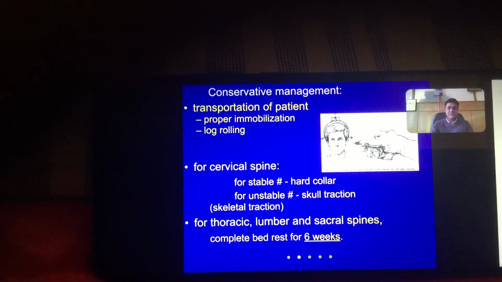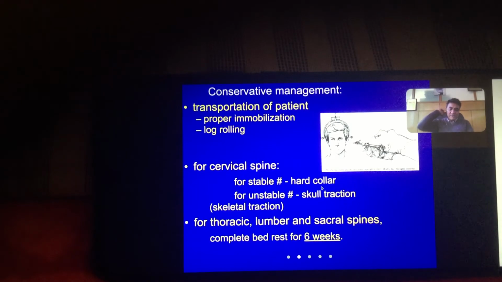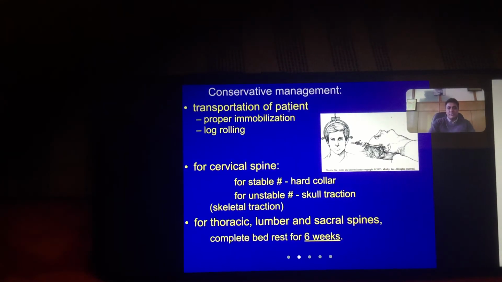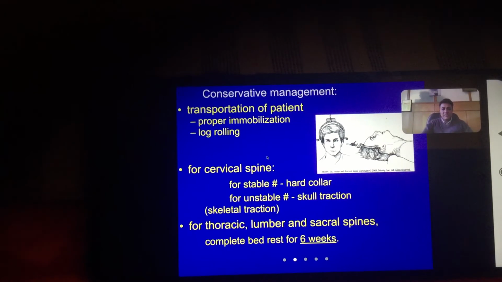This is conservative management. How do we do conservative management? Conservative management starts from the transportation of the patient. A, B, C. Proper immobilization should be done in A itself. Proper immobilization, log rolling. If you have to see the patient, if you have to do the inspection of the back, then the patient should be turned as a single piece, log rolling 1, 2, 3. Then from the posterior part, you have to examine the patient.